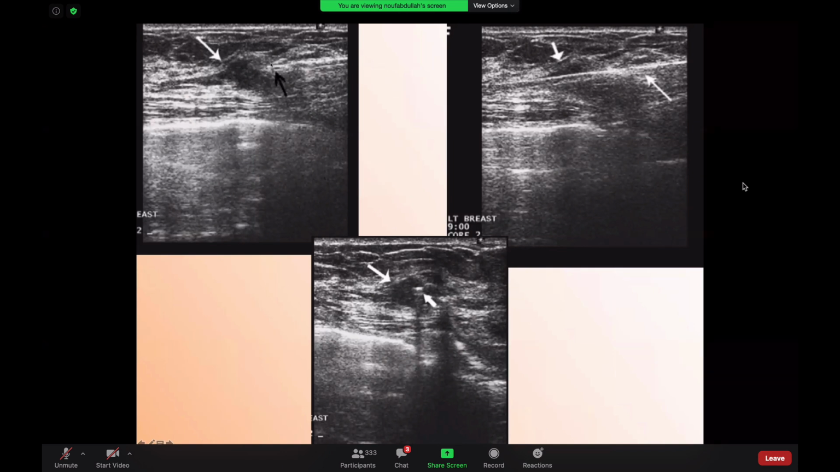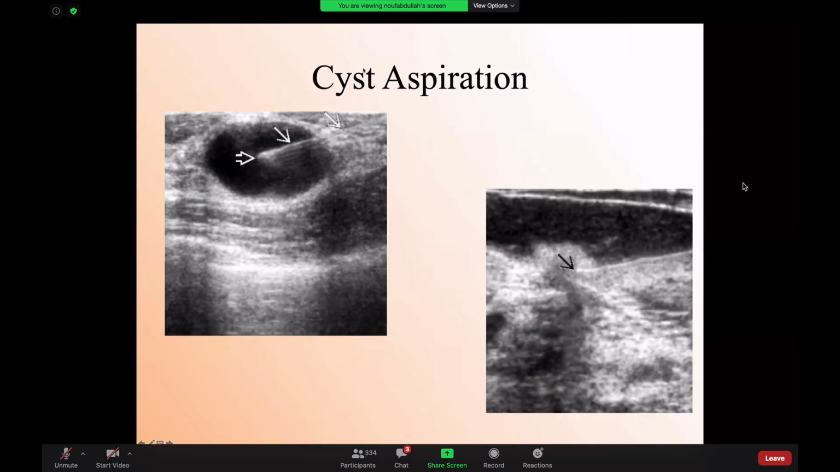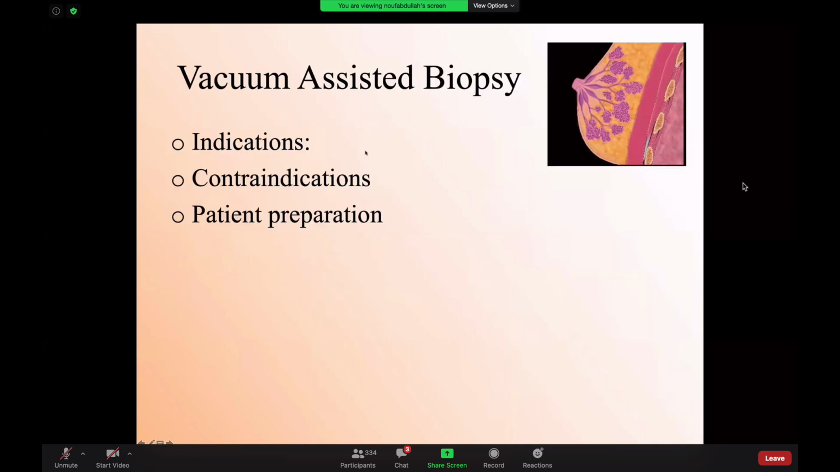I take an image pre-fire. I take an image post-fire. I do 4 or 5 core biopsies from the lesion. Once I'm done, I will put a clip within the lesion to document that I have biopsied this lesion. The other procedure that you can use under ultrasound guidance is cyst aspiration. You put a needle in, you aspirate the cyst, and that's it.